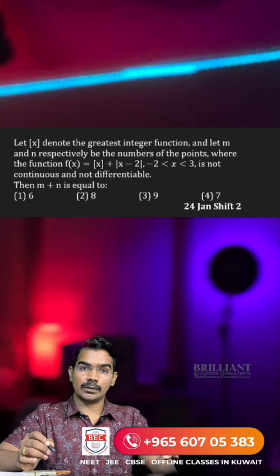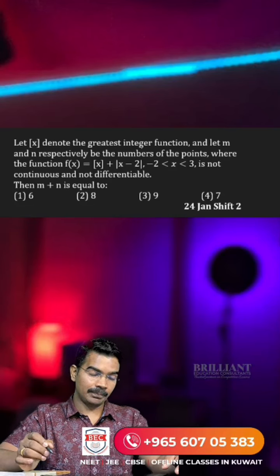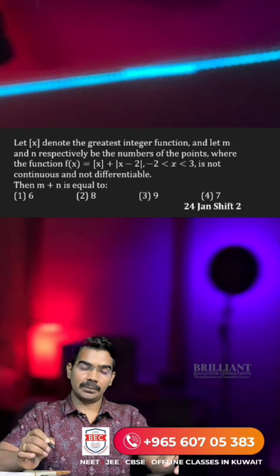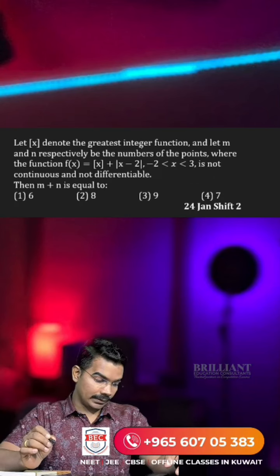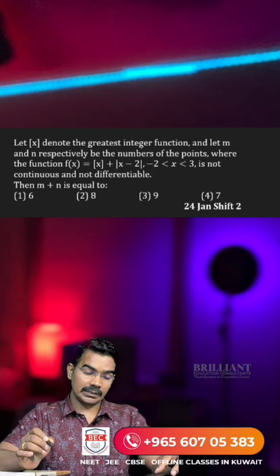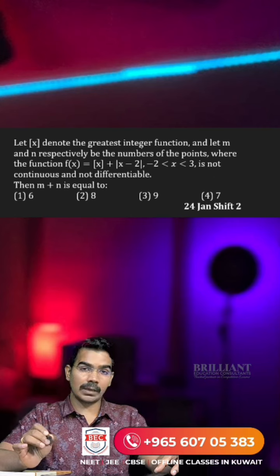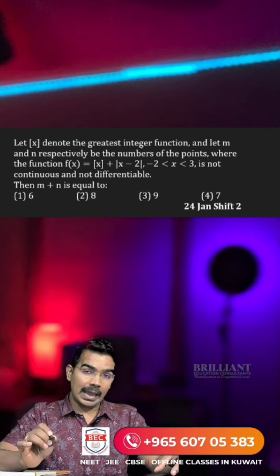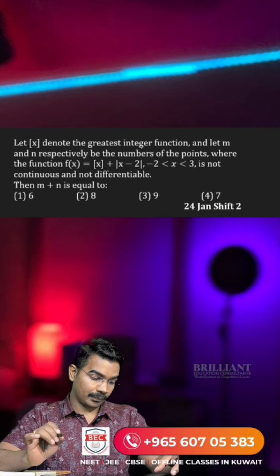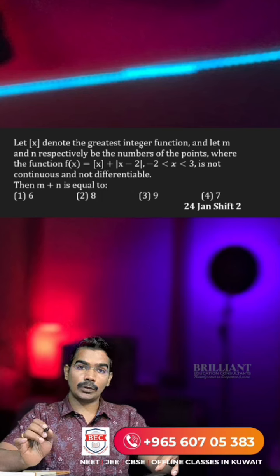Today we are going to discuss a question which was asked in JEE 2025 under the topic continuity and differentiability. So the question is: let [x] denote the greatest integer function, and let m and n respectively be the number of points where the function f(x) = [x] + |x − 2| in the interval −2 < x < 3 is not continuous and non-differentiable. Then m + n is 6, 8, 9 or 7.